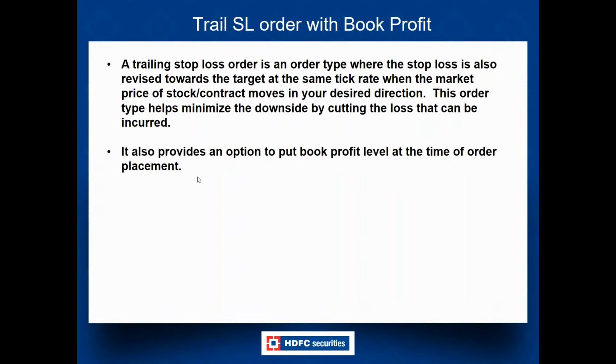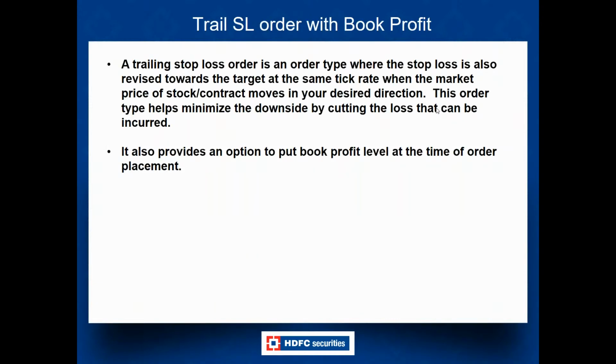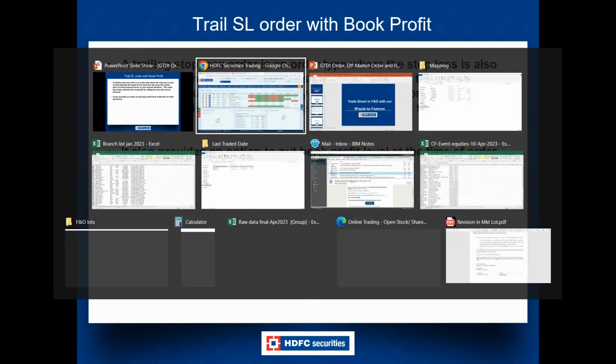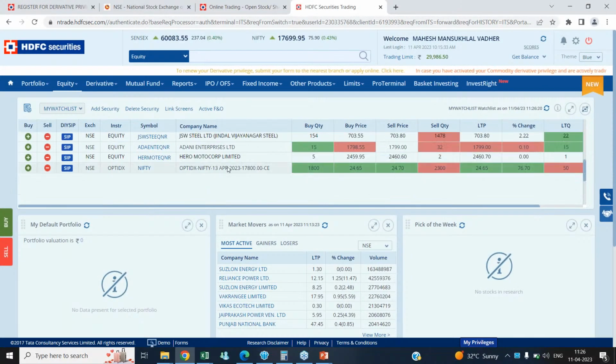So here you can place stop loss orders and a book profit order in a single order panel using the trailing stop loss order with book profit price functionality. So how can you use this? Let us understand with an example. First let me buy this 17,800 call option at market price, and after buying, if I want to place a stop loss order, a trailing stop loss order, how can we do that?